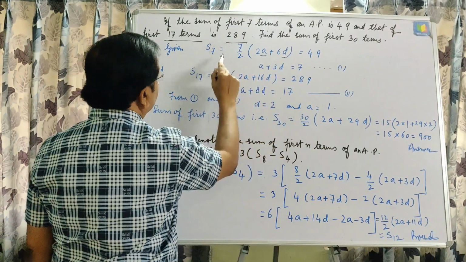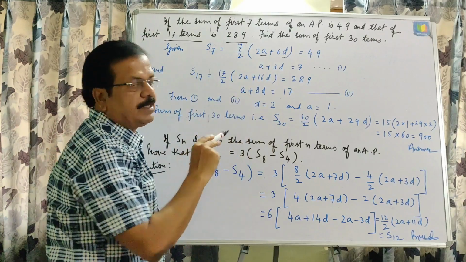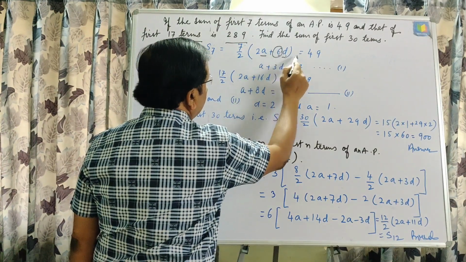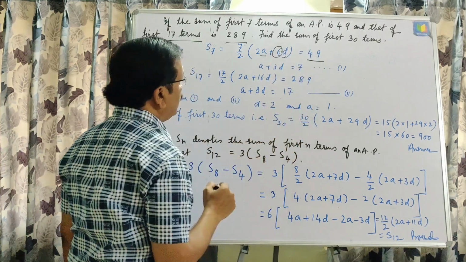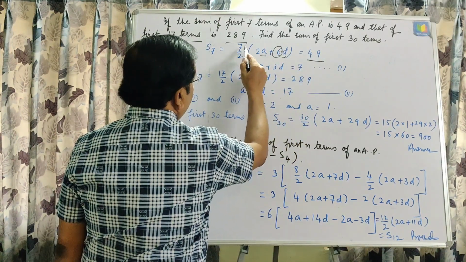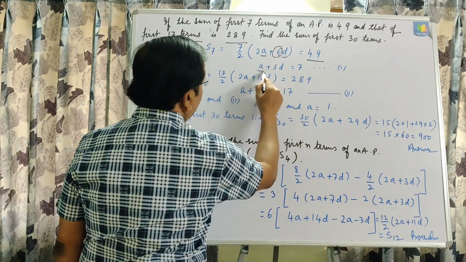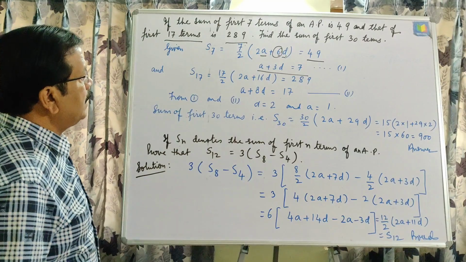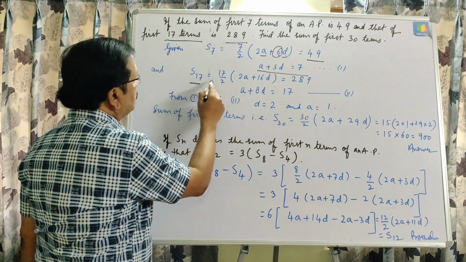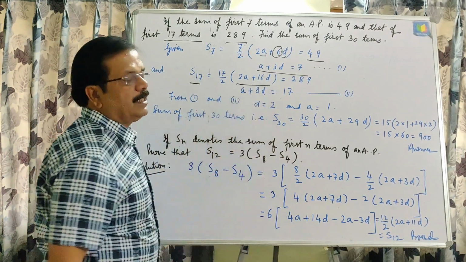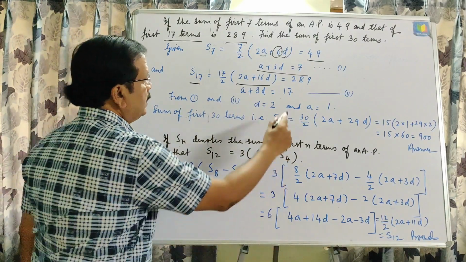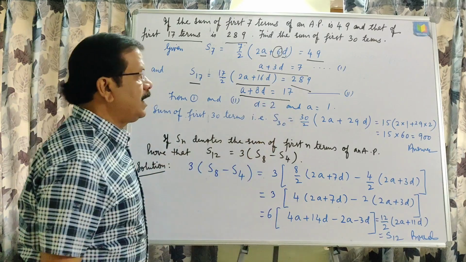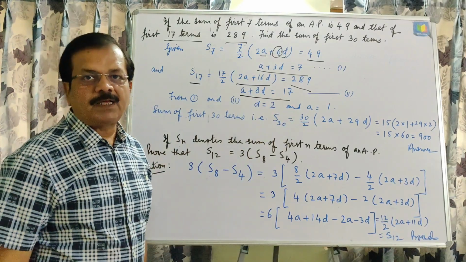Then for the first 7 terms, n is equal to 7, so 7 by 2 times (2a + (7 minus 1) into d, that is 6d), given as 49. And this way, the 7s cancel, the 2 is cancelled, and we are getting a + 3d = 7, the first equation. In the same way, for the first 17 terms, 17 by 2 times (2a + (17 minus 1) into d), and this way 289, the 17s are cancelled, and we are getting another equation, a + 8d = 17.